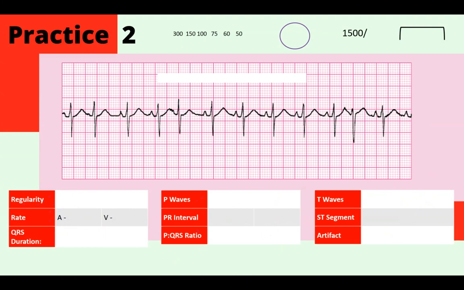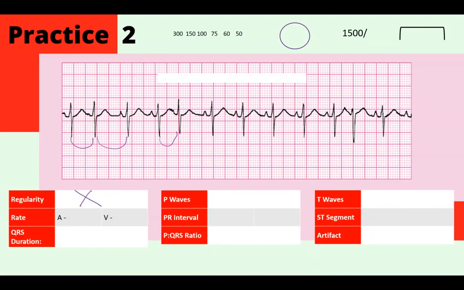All right, if we look at our next strip here, our next dysrhythmia, we're going to go through those same 6 steps. Is it regular? Again, no, my eyes tell me that my R to R intervals are not the same. Here I've got maybe about 11 small boxes in between, and here I've got maybe about 14. Here I've only got about 8. So no, this is not a regular rhythm.